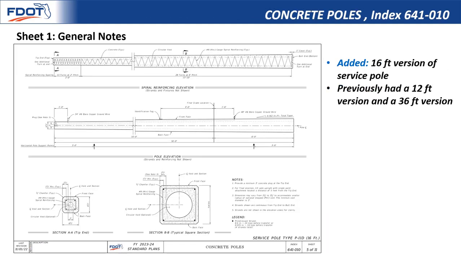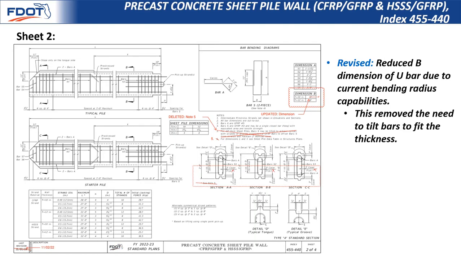On 641-10, the concrete pole standard, we added a 16-foot service pole version. We previously had a 12-foot and a 36-foot version. On 455-440, the FRP precast concrete sheet pile wall standard, we changed the width of the stirrup for the thinner cross section. Before, we would have to tilt the stirrups to fit them in the shape, but due to the updated FRP bending radiuses, we can bend a tighter corner on the stirrup and fit these into the shape without tilting the bar.